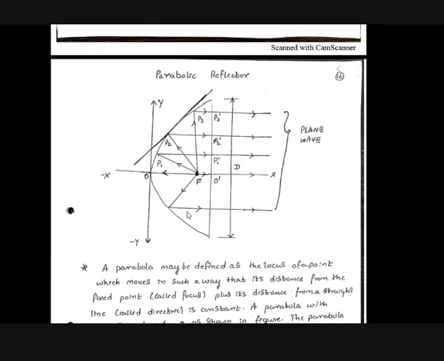Now, how exactly is the parabola defined here? A parabola can be defined as per the statement which we have written here. It is defined as a locus of a point which moves in such a way that its distance from the fixed point plus its distance from the straight line called the director is constant.